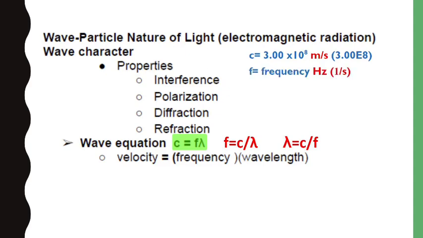f, like we said, is frequency, and its units are hertz, Hz, which also stands for inverse seconds, or 1/seconds. This tells us how frequently our waves are passing a certain point, so a certain number of waves per second.